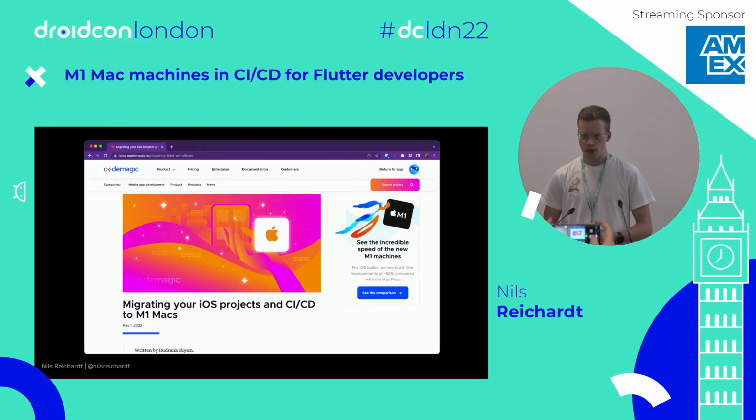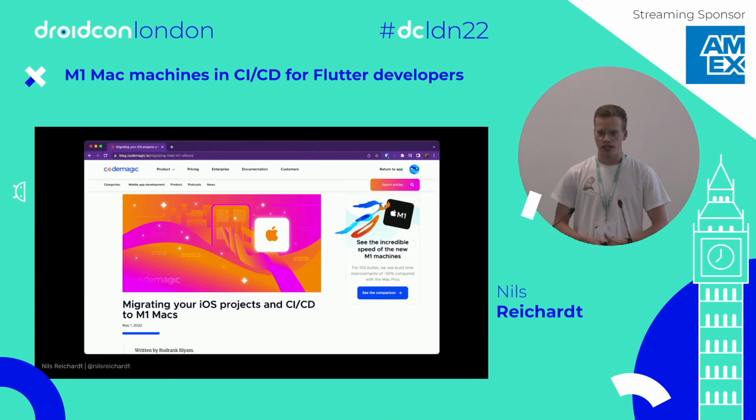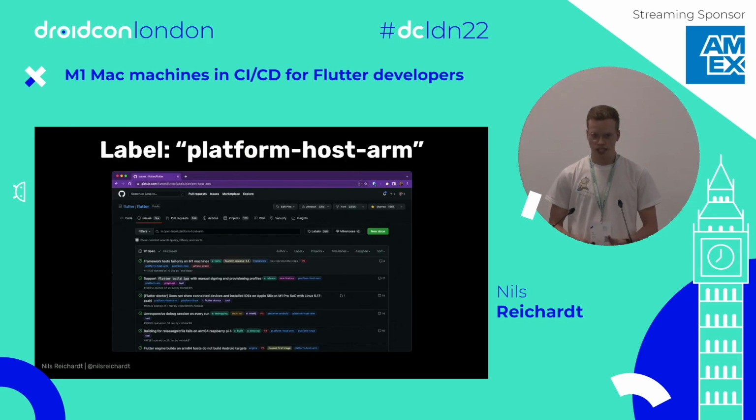However, if you have some problems, there are a ton of articles on the internet that can help guide you through this process. And I have also a tip for you: go to GitHub and search for issues, for example, with the label platform host ARM, because Flutter is labeling all these issues with ARM architecture with this label. So you might find your solution there.